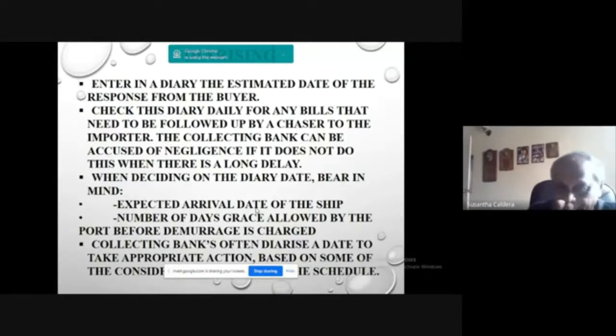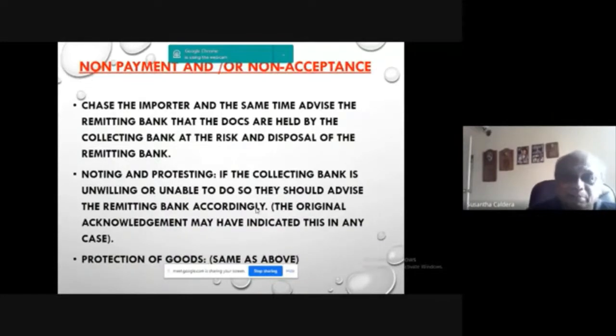Collecting banks often diarize the date to take appropriate action based on some considerations on the schedule. Non-payment and non-acceptance, that is Article 26, right? It says the importer, at the same time advise the remitting bank that the documents are held by the collecting bank at the risk and disposal of the remitting bank, right? Non-payment and non-acceptance.